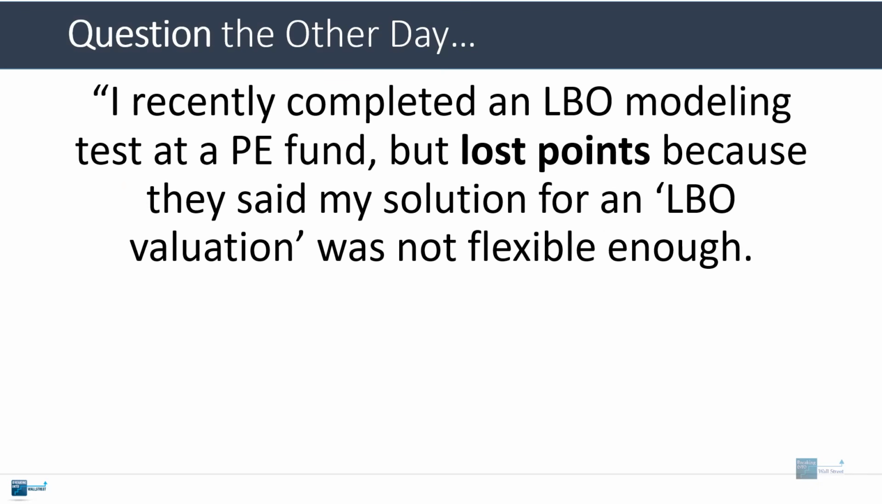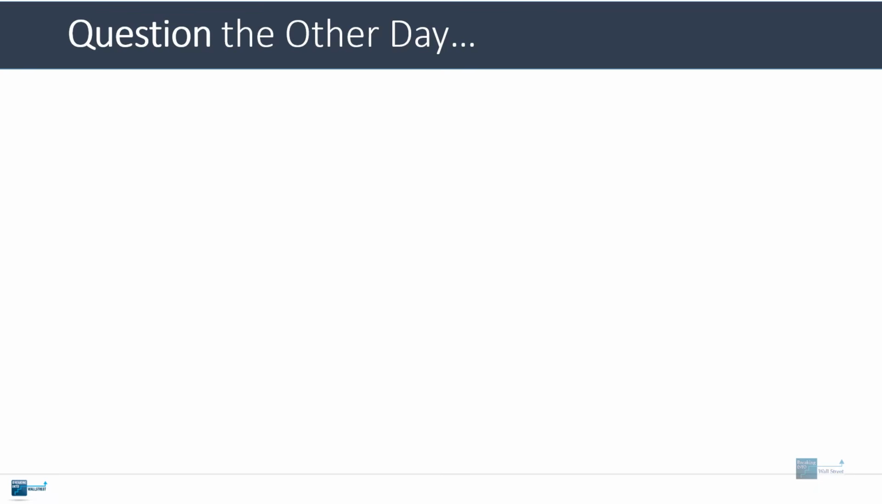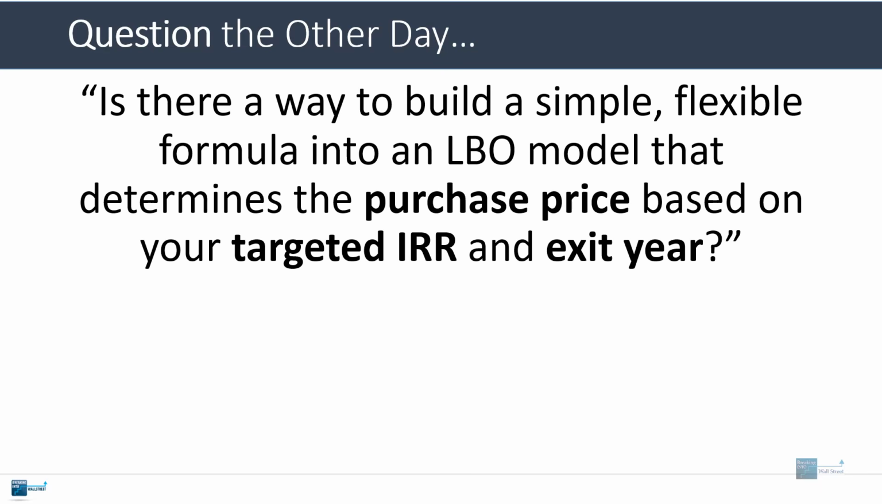I recently completed a leveraged buyout modeling test at a private equity fund, but lost points because they said that my solution for an LBO valuation was not flexible enough. I used goal-seek to back into the purchase price, but they did not like that. Is there a way to build a simple, flexible formula into an LBO model that determines the purchase price based on your targeted IRR and exit year?